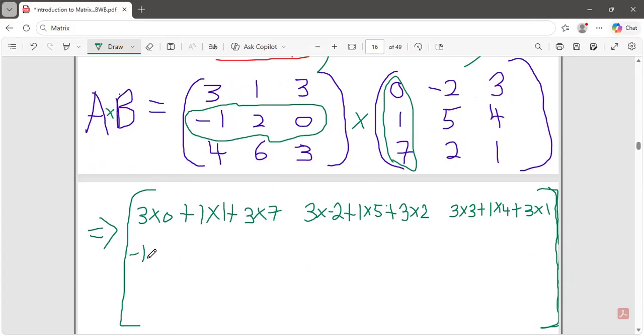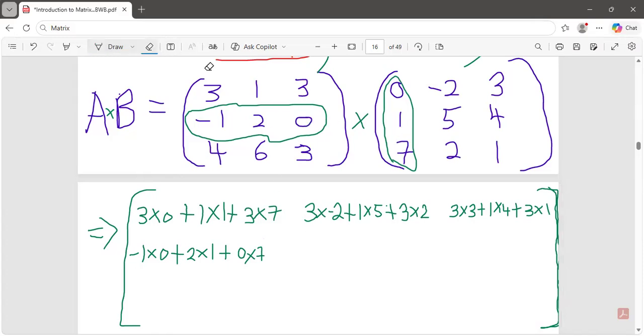-1 times 0 first of all, then plus 2 times 1. Then we still bring the plus again. After this plus, we have 0 times 7. As beautiful as what we are seeing over there. So now that we are done with this, we move to the next column.